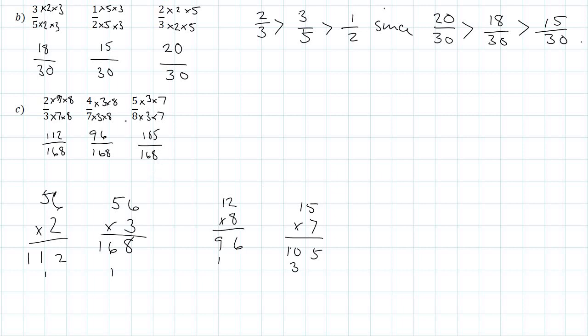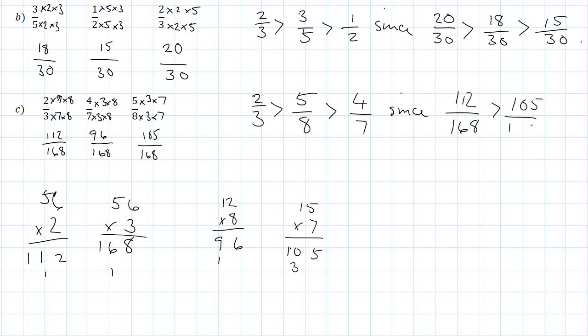Okay. And now I've got my 3 numerators, 112, 96, 105. I can see that first one's the biggest. So 2/3 is the biggest. Okay, 5/8, that's in the middle. And that's bigger than, 105 is bigger than 96, so that's bigger than 4/7. Okay, and this is because 112 out of 168 is bigger than 105 out of 168. And that's bigger than 96 out of 168.